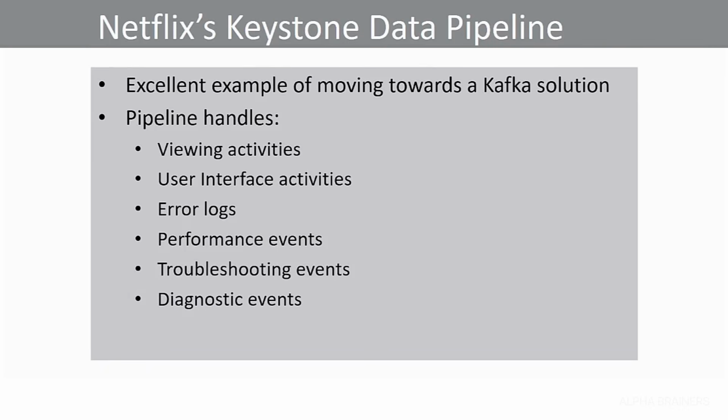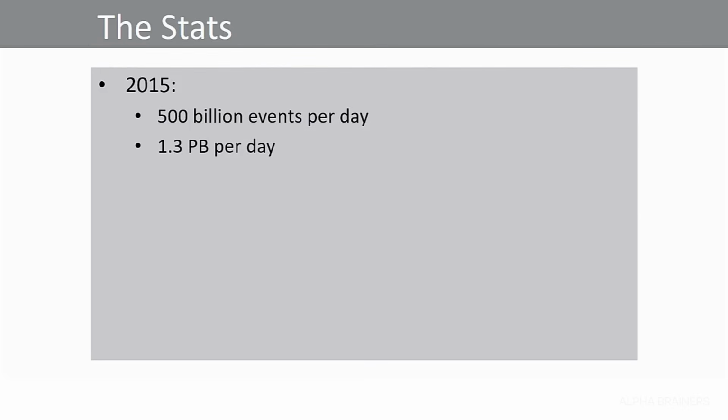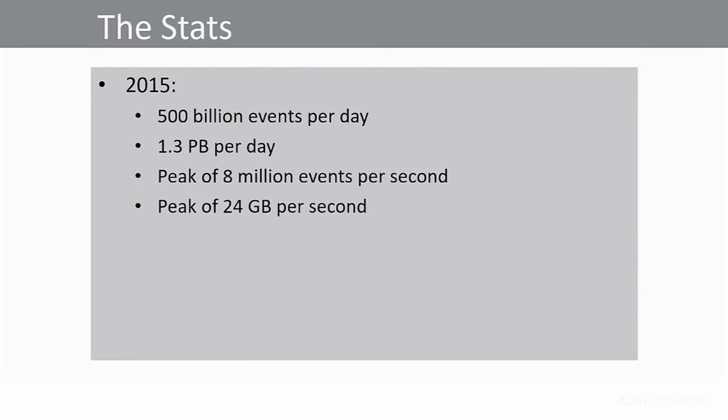So to give you an idea how much this is used as far as Kafka is concerned, let's look at some of the statistics. In 2015, which is the last year I could find statistics for how Kafka is used at Netflix, they were saying that they had about 5 billion events per day and about 1.3 petabytes of data per day. So that's a pretty impressive amount of information that's being transferred through Kafka. And included in that are some peak loads of about 8 million events per second and about 24 gigabytes per second as well. So it can handle a lot of information and a lot of records really quickly too.